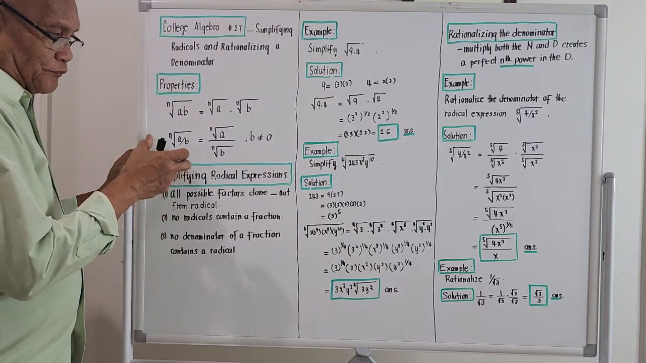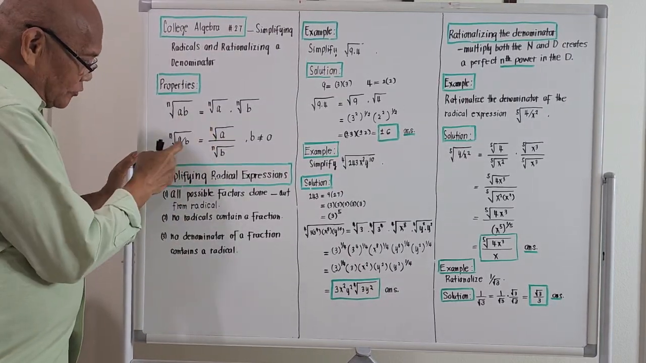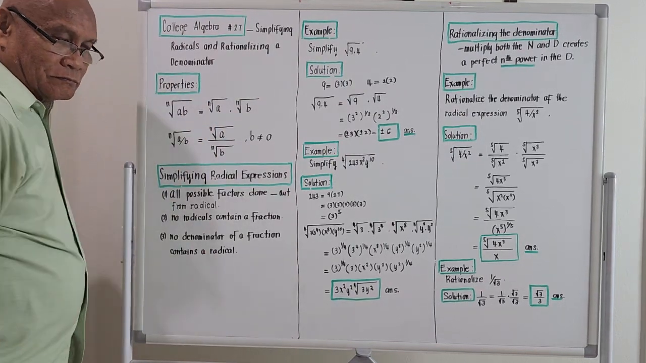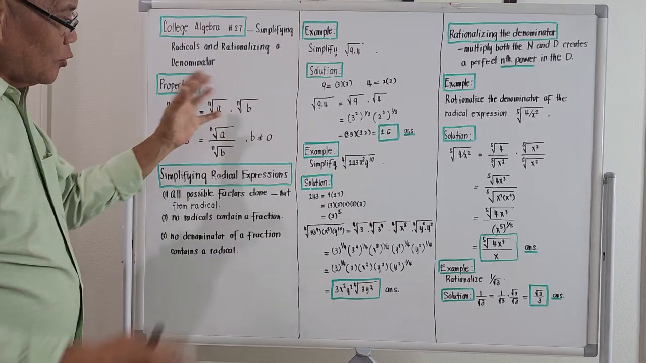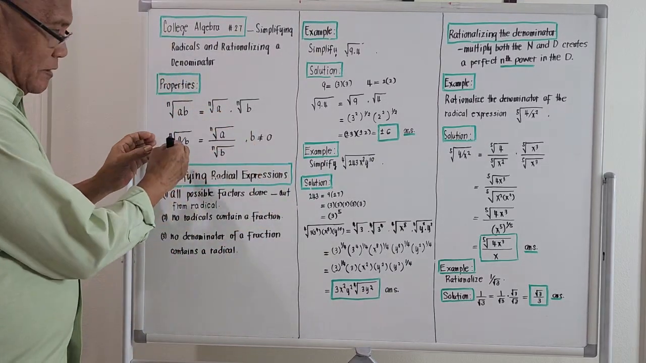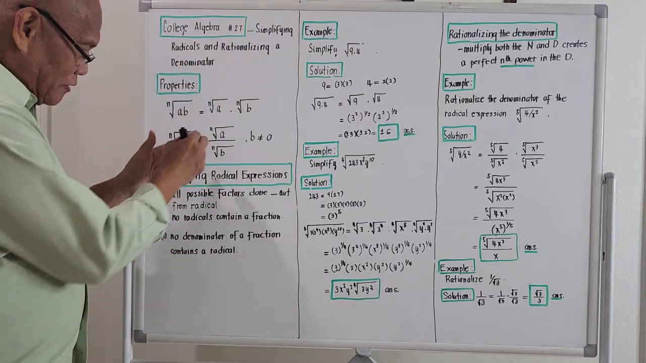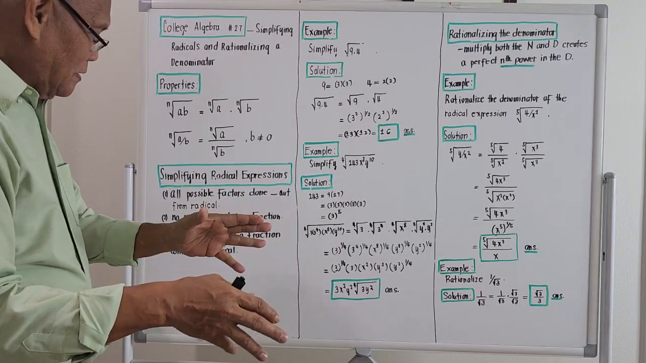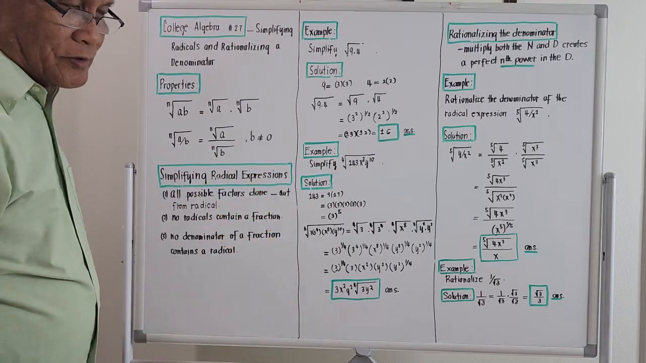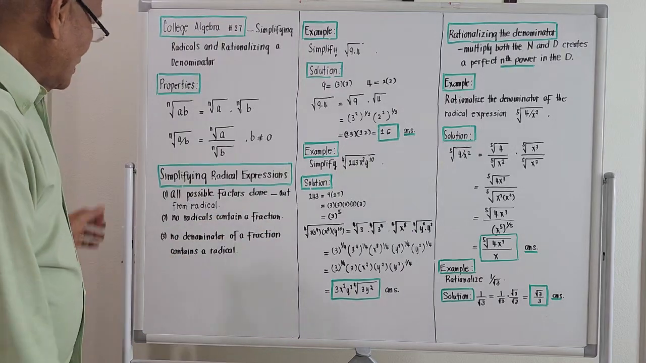That is the nth root of the product and the nth root of the quotient. For the product, just take the nth root of each and multiply. For the division, just take the nth root of the numerator divided by the nth root of the denominator, but you must simplify it. Let's bring out the rules on how to simplify a radical expression.